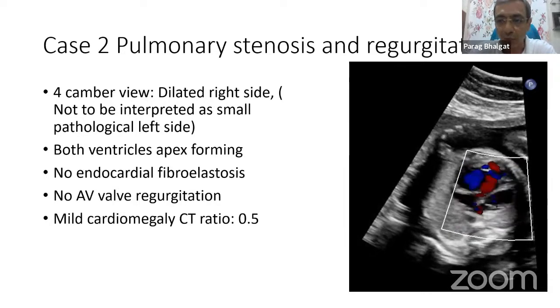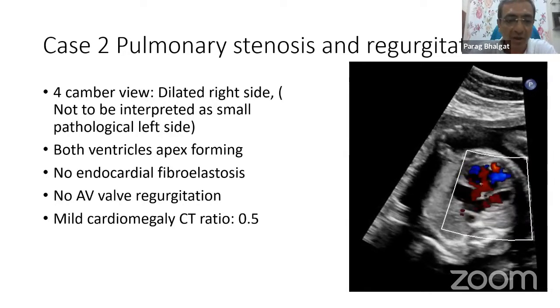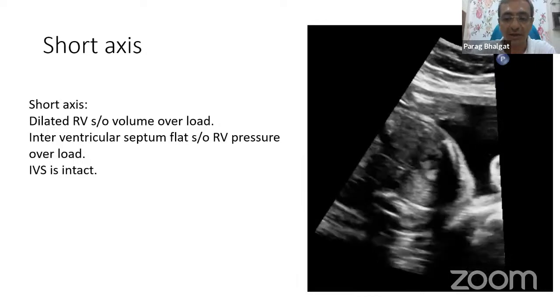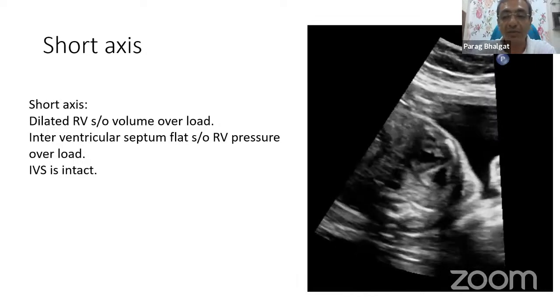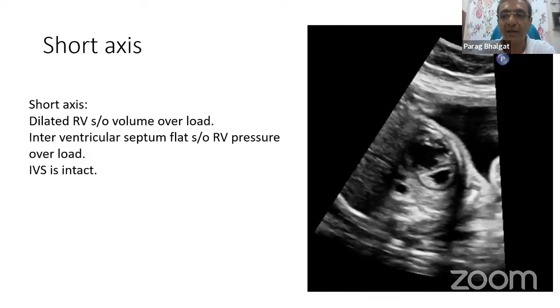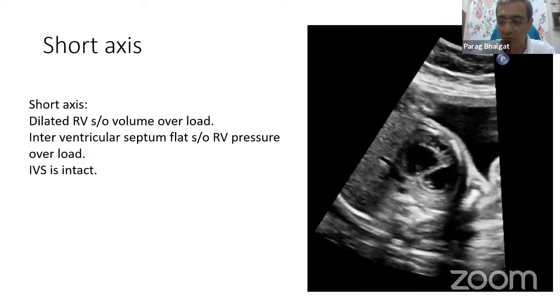Important thing to note is both ventricles are apex forming and there is no endocardial fibroelastosis. There is no AV valve regurgitation and cardiothoracic ratio is around 0.5. This is a short axis view. Interventricular septum is flat, suggestive of pressure overload, and dilated right ventricle suggestive of volume overload.